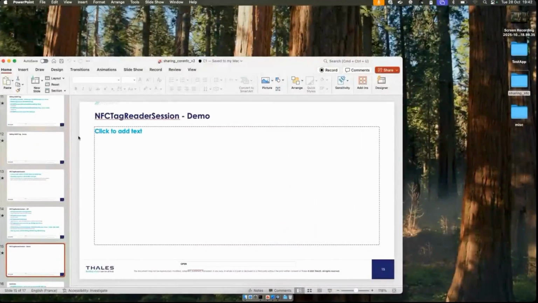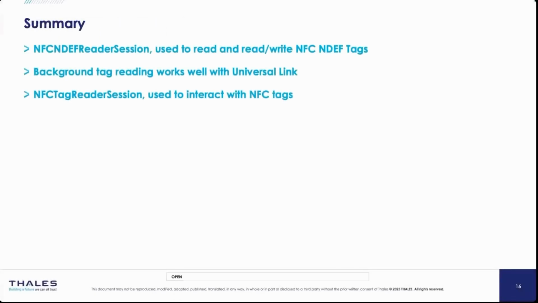Okay, so let's go back to the slide. Yeah, and that's all I want to show today. So we covered quite a lot of things. I was trying to squeeze 3 iOS APIs into one session. So we have the NDEF reader, where you read and write. You have the background tag reading, where you scan any NDEF tag without the application running. You can use that, let's say, to promote your app, to launch the App Store, to install the application. So you can do that with background tag reading.